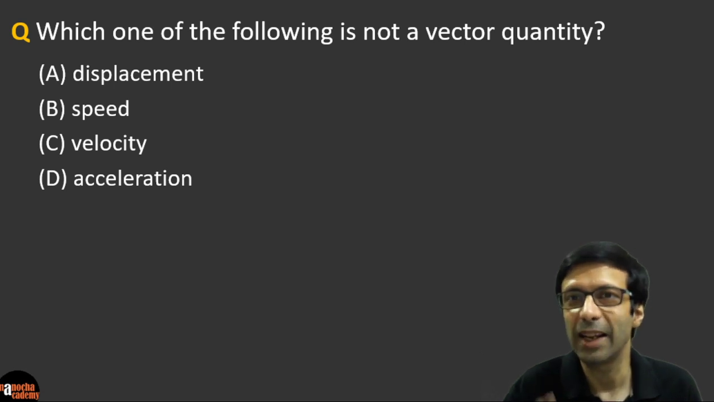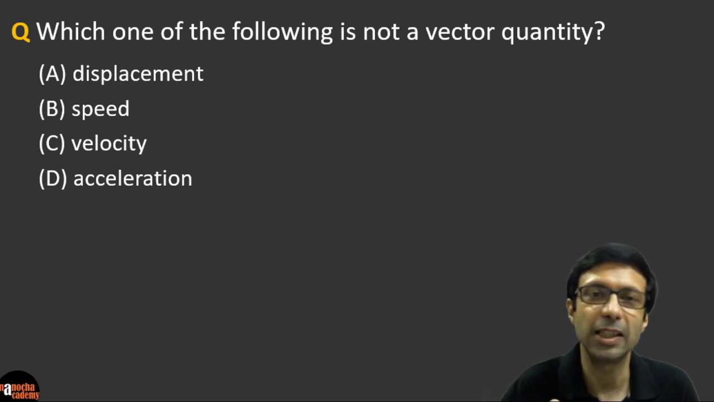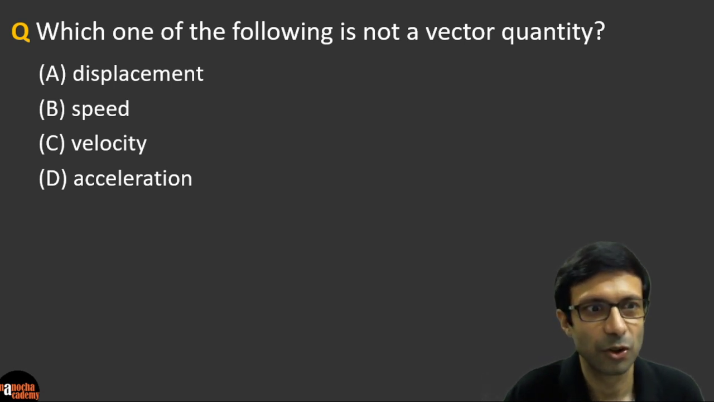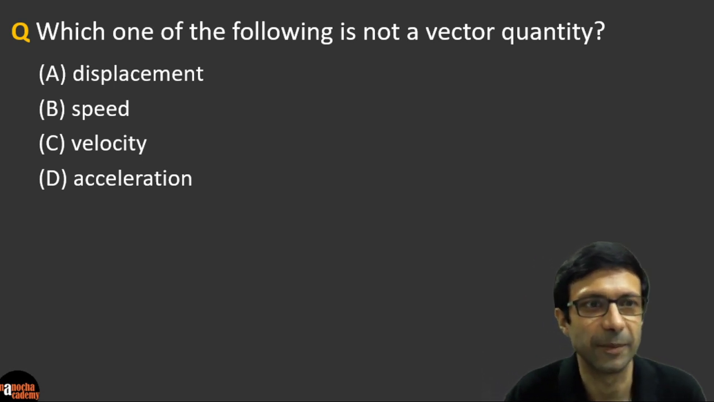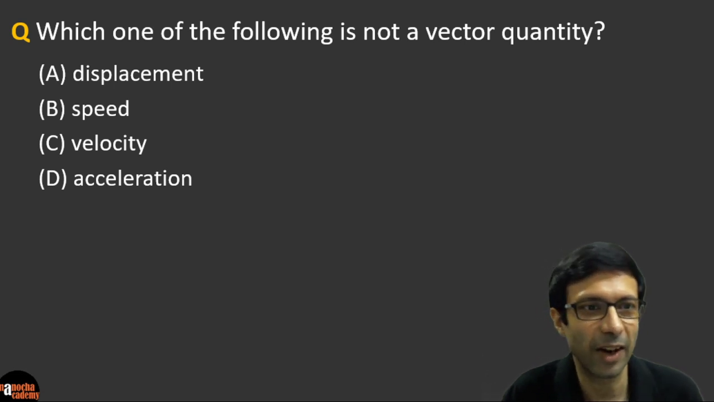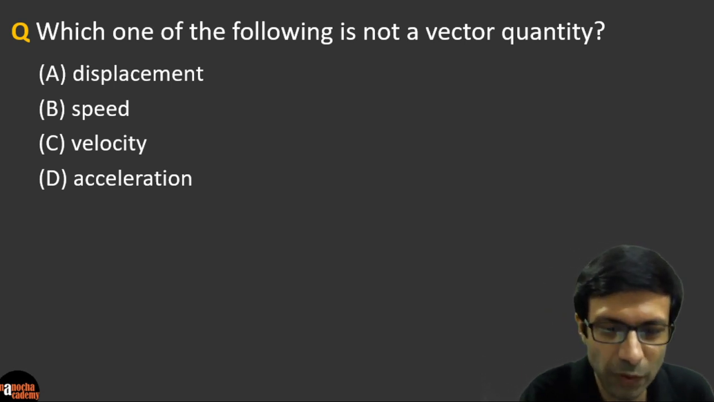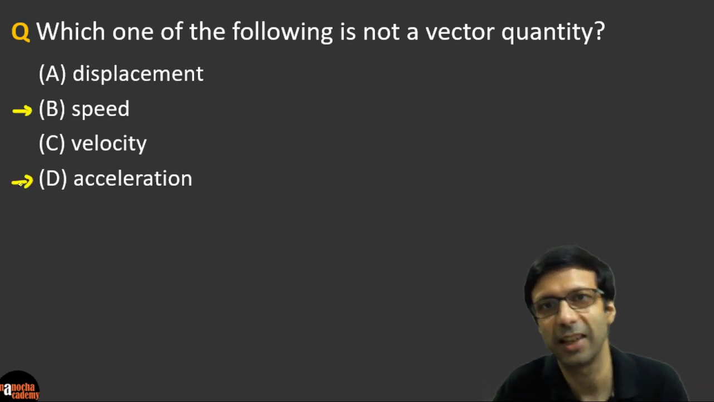Which one of the following is not a vector quantity? A, displacement, B, speed, C, velocity, or D, acceleration? So guys, what is the answer here? Which one of the following is not a vector quantity? Okay, good. I'm seeing a lot of you are giving the correct answer. Excellent. Okay, I see a lot of speed here. I see some accelerations also. That's the main answers I'm seeing here. So most of the answers that I see in the chat is either speed or acceleration, right? So which one do you guys think is the right one here?